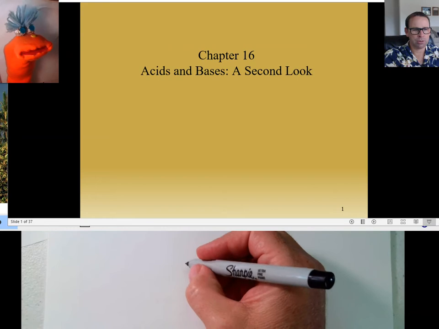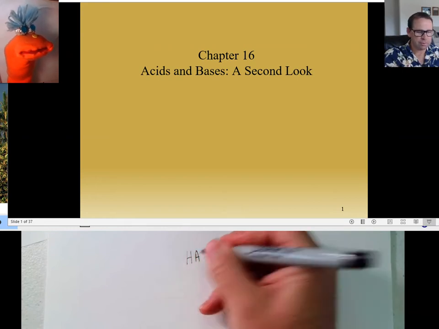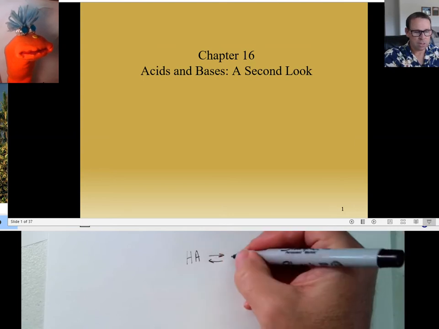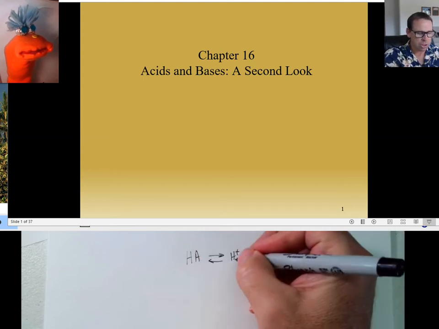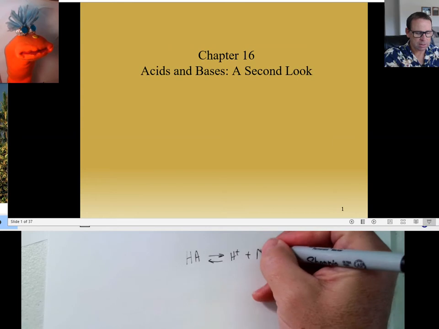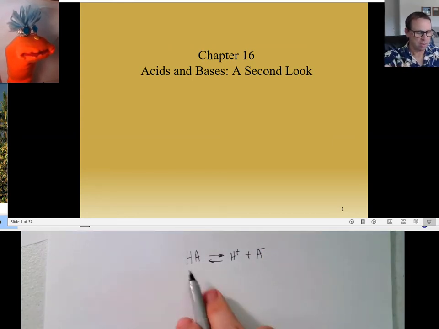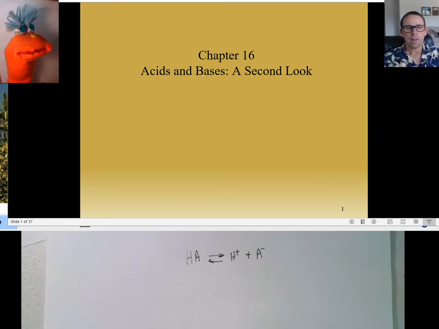You mean like the double arrows? That's right. So if I have some generic acid that I say is a weak acid, I draw these double arrows. And again, the dissociation of acids is always the H plus ion and whatever's left with the minus charge, right? A minus. Okay?